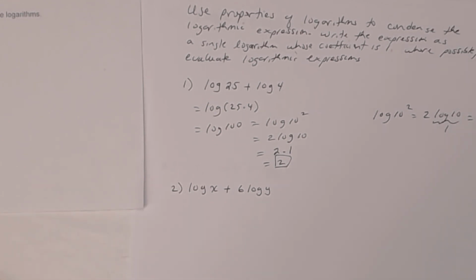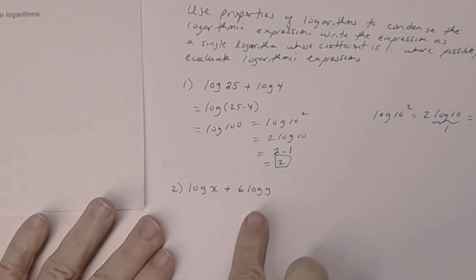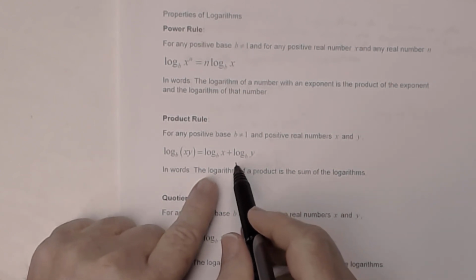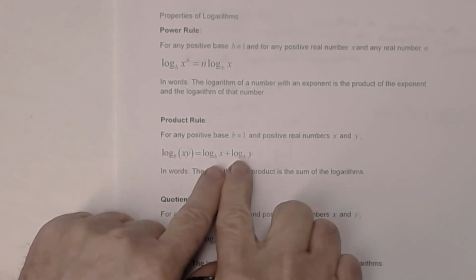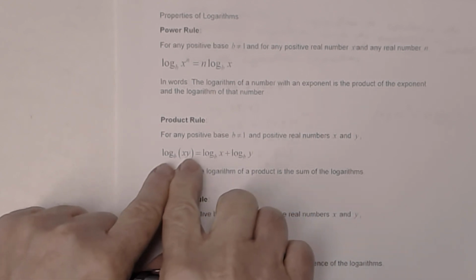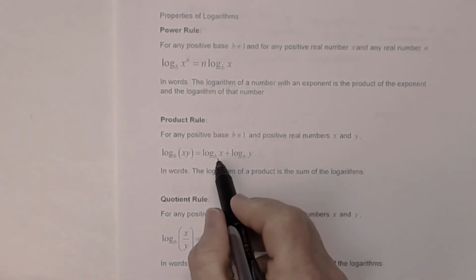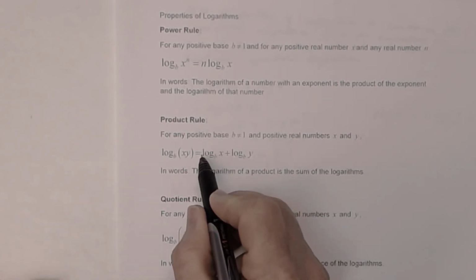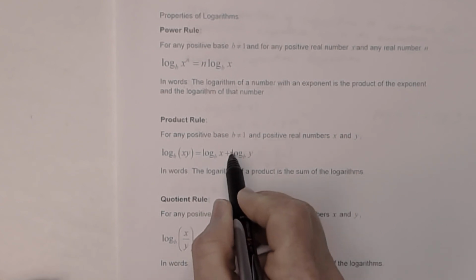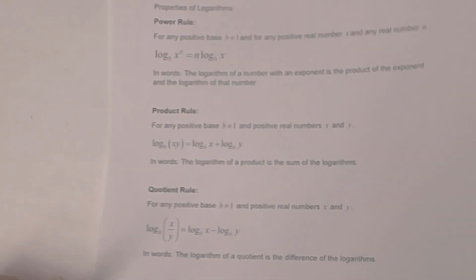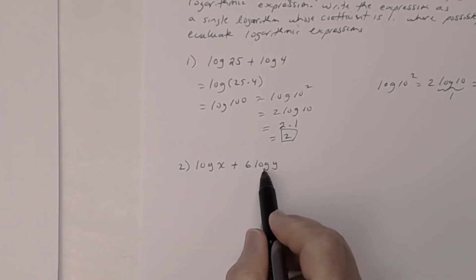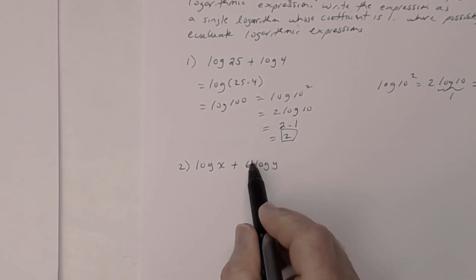Okay, let's look at number 2. Before you can use the product rule, it is very important that you notice before you can go from the sum of logarithms to a single logarithm, 2 things must occur. You have to have the same base, and the coefficient of those logs have to be 1. Our issue in number 2 is this 6 right here. The coefficient of this log is not a 1, that's a 6.